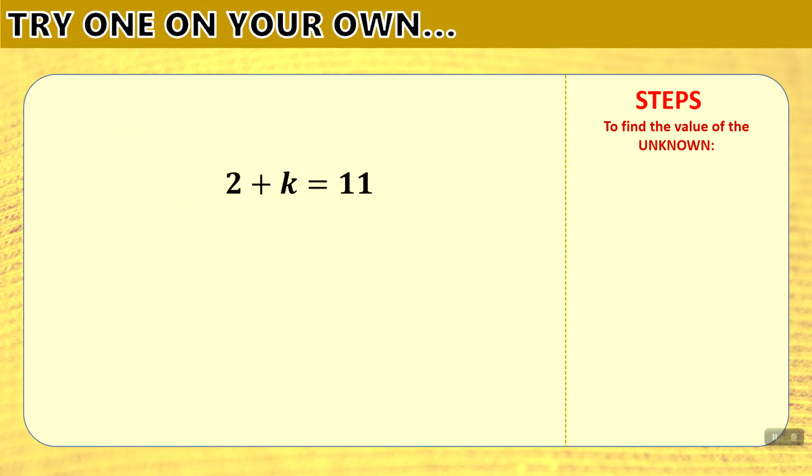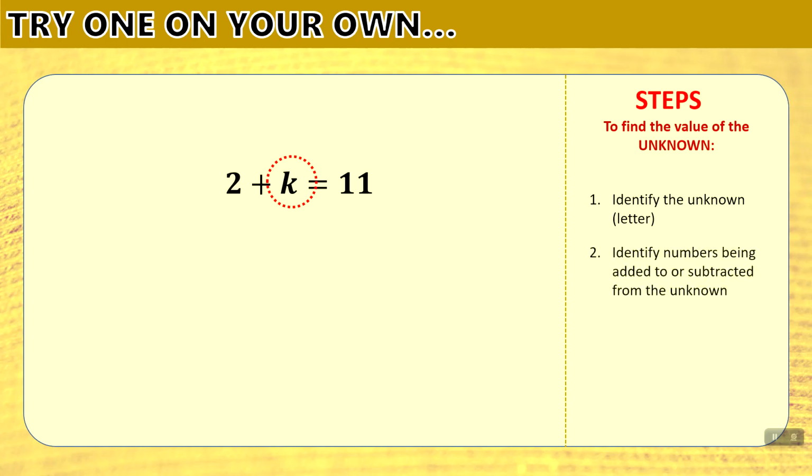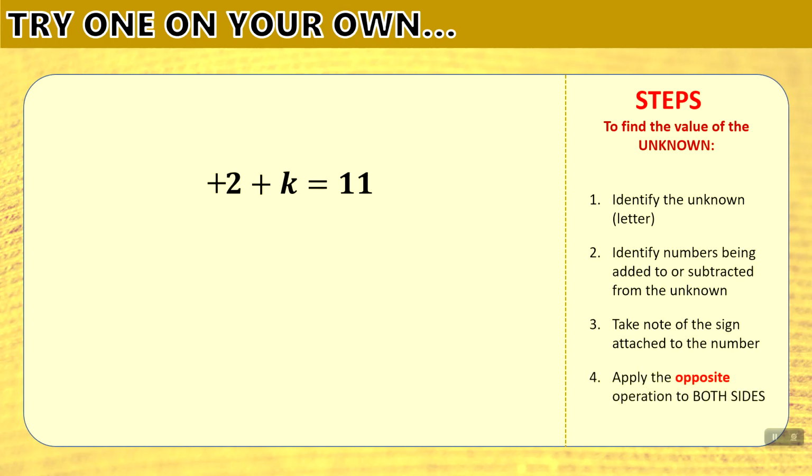And now you try one. 2 plus k equals 11. Identify the unknown. Here's k. This is what we're trying to find. The number being added or subtracted is 2. What kind of 2 is it? Because I see no sign, we know it is a plus 2. And we apply the opposite operation. The opposite of plus is minus. And so we rewrite 2 plus k equals 11 and apply minus 2 to the left, minus 2 to the right. 2 minus 2 cancels to leave us with k equals 11 take away 2 is 9.